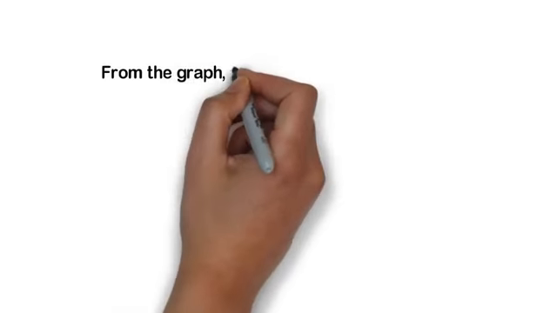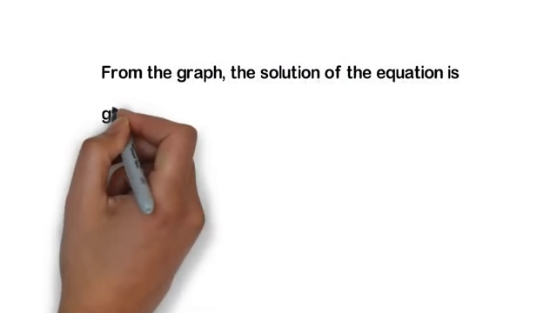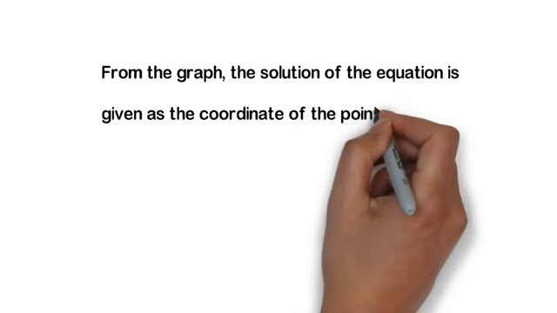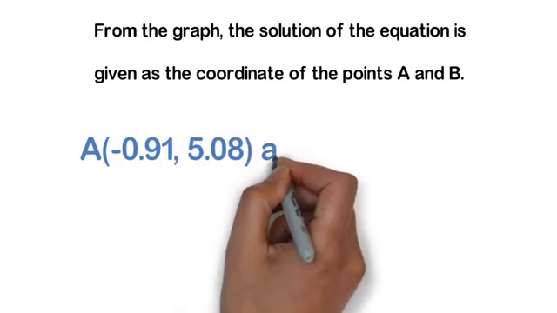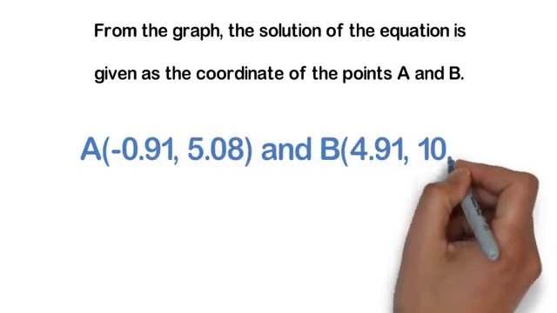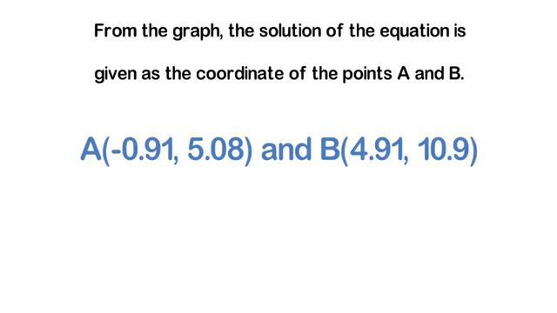From the graph, locate the points of intersection, mark A and B, and then read the coordinates. From what I've drawn, my coordinate A is x equals minus 0.91, where y is equal to 5.08, and my coordinate B has x equal to 4.91, where y is equal to 10.9. So the graphical method is way easier for you to see how things are done. View it on a graph and see how things are done.